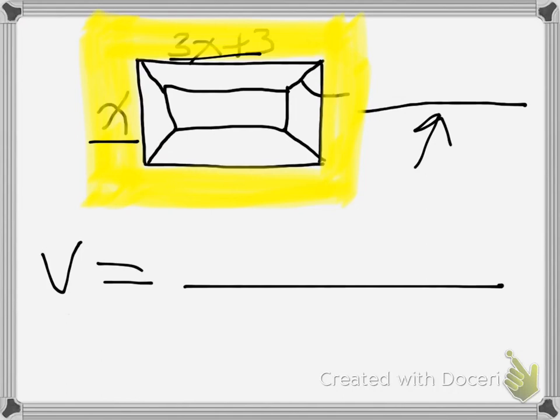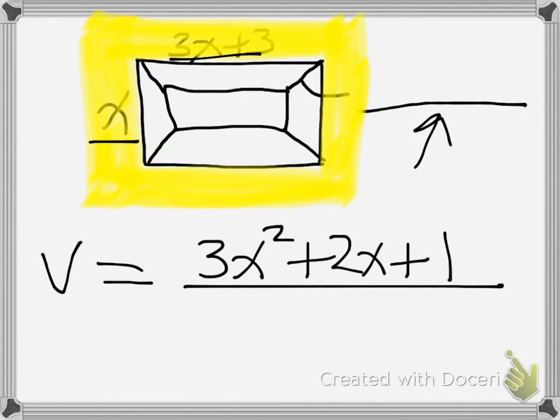This is not the right answer, but I just want to show you something, that if you have 3x squared plus 2x, and again, this is not the answer. I'm just giving you an example. It might look something like this when you're all done.